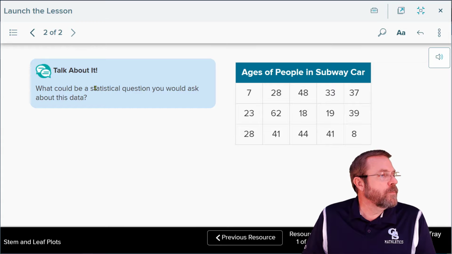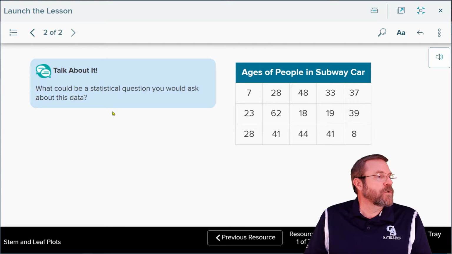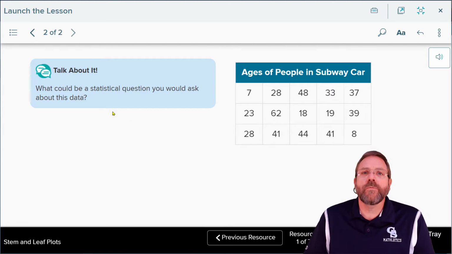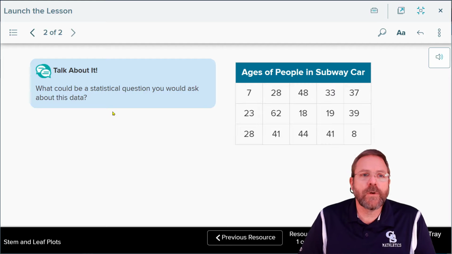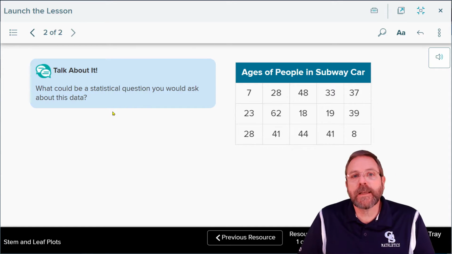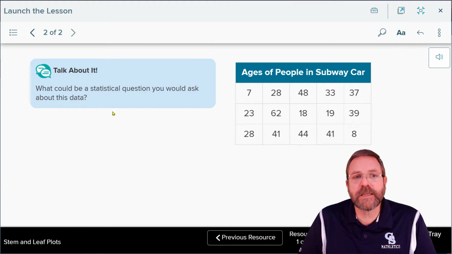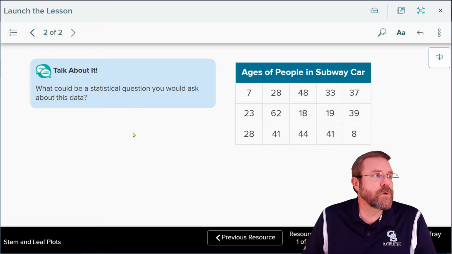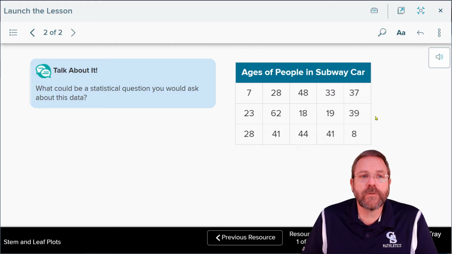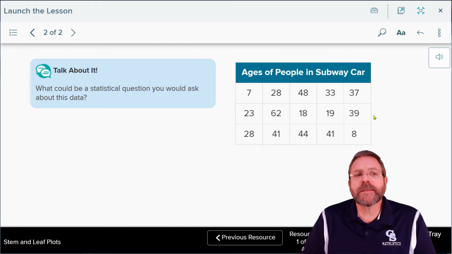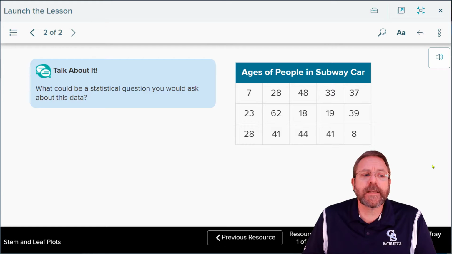What could be a statistical question that you could ask about this data? Well, you could ask the range. You could ask what age group was most present, which decade of age group is most present, something like that. You could ask which decade is least present, and are there any gaps in the data set? These are all some good questions that you could end up asking about the data that's here, and a stem and leaf plot is a really good way to organize that data in order to see what things actually look like.